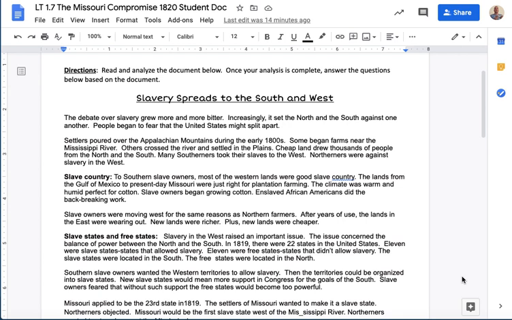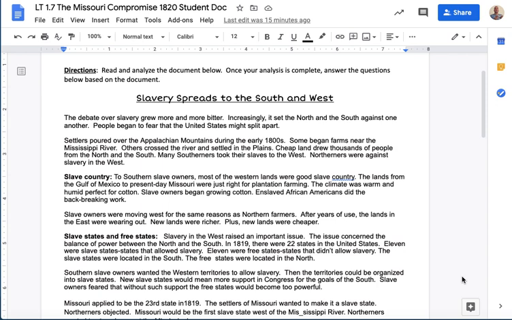Melendez, and I'll be performing a read aloud of the document, the Missouri Compromise 1820. So, in the directions, it states that you need to read and analyze the document below, and once your analysis is complete, answer the questions below based on the document. All right, so let's begin the read aloud.